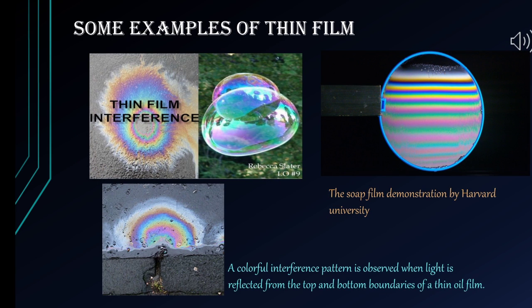These are some examples of thin film. As you can see in the diagram, the soap film demonstrated by Harvard University is on the right side, and the third picture is a color interference pattern observed when light is reflected from the top and bottom boundaries of a thin oil film. These are the examples of thin film.